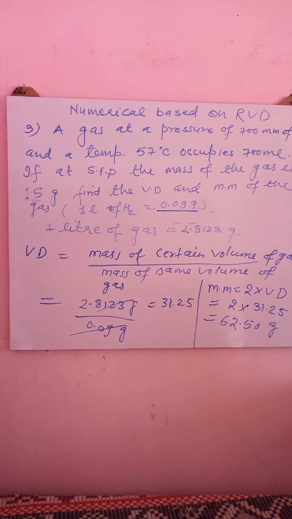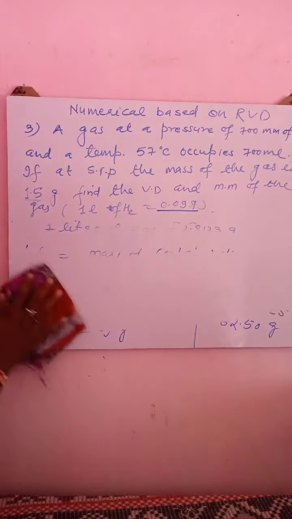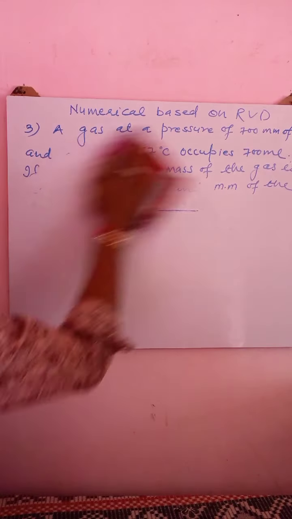Okay, that's all for the numericals based on RBD. Now we will come to the next topic, which is percentage composition.